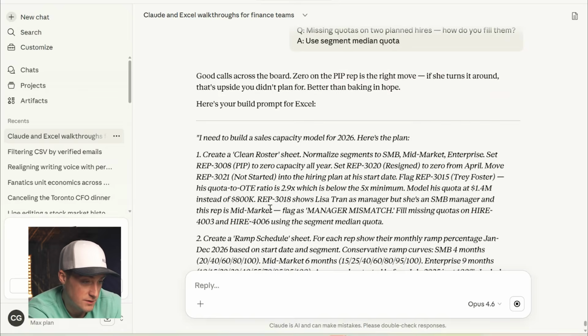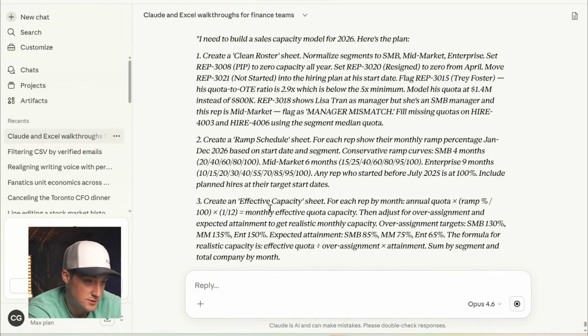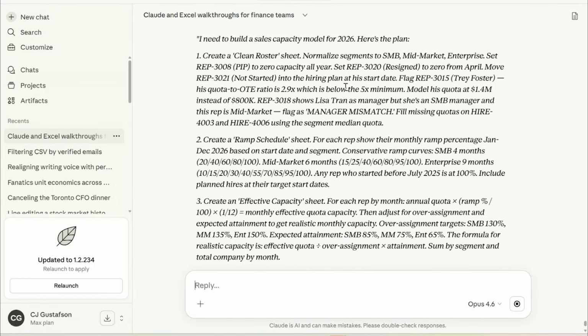All right, here's the prompt. Need to build a sales capacity model for 2026. This is way more robust. Create a clean roster sheet. Yep. Normalize. Let's get the steps on the PIP.